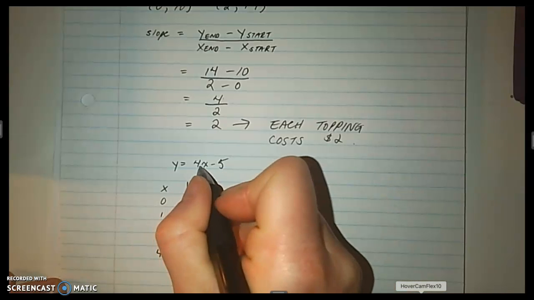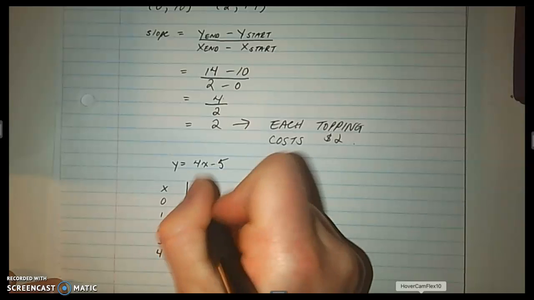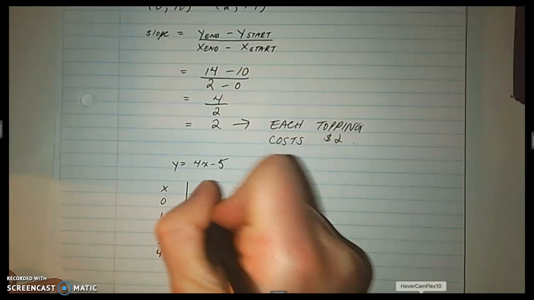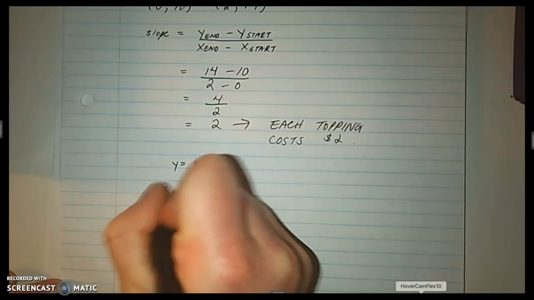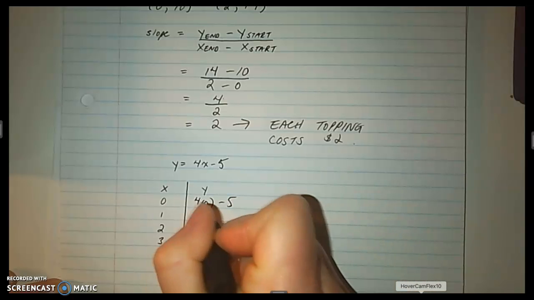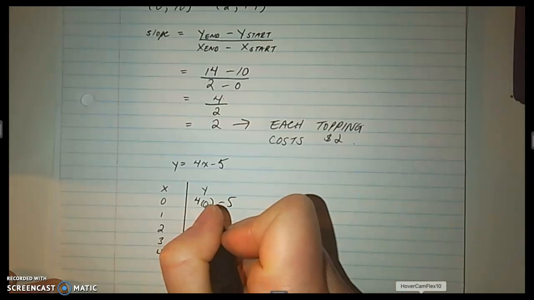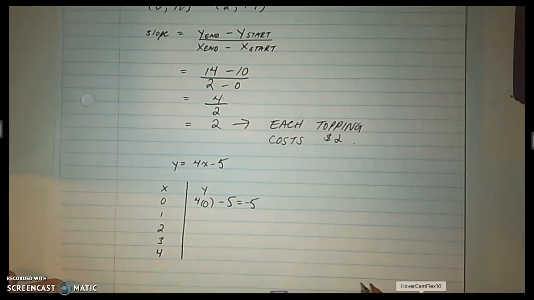Okay, so I'll show you how to calculate the first one, and then maybe for the rest of them you'll be able to do them in your head. But the idea here is you take the equation, but you swap out the x value for whatever number is given here. Okay, so 4 times 0 is 0, minus 5 is negative 5.